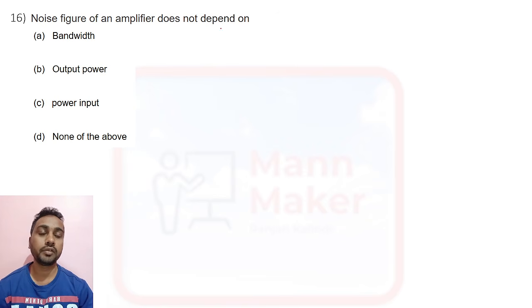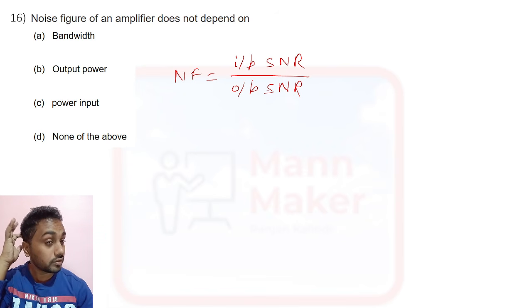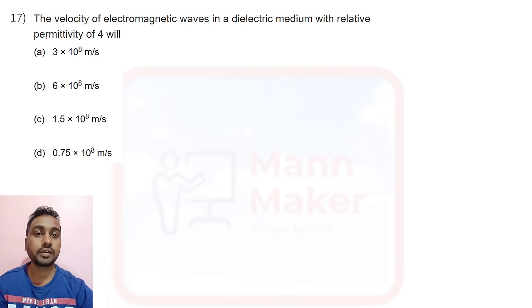Noise figure of an amplifier does not depend on. Noise figure is what? This is the ratio of input SNR, that is signal to noise ratio, divided by output SNR, that is signal to noise ratio. Okay, this is the noise figure formula. So this depends upon input power and output power, but it does not depend on bandwidth. So the answer will be bandwidth. Option is the right answer.